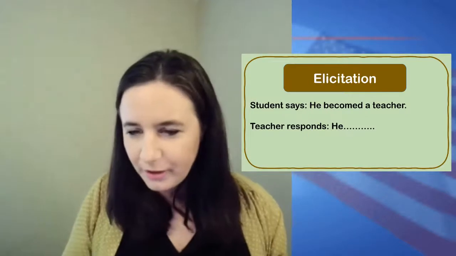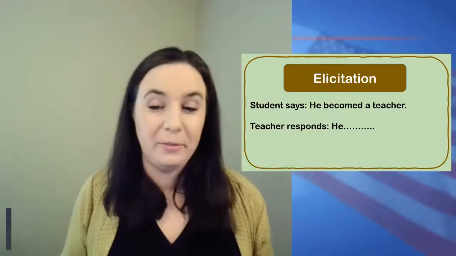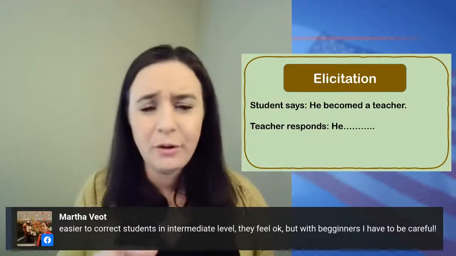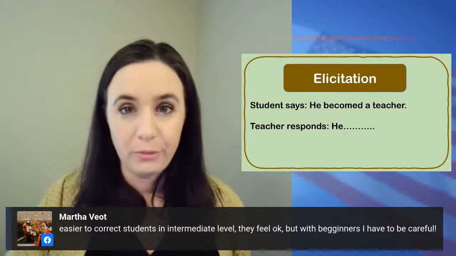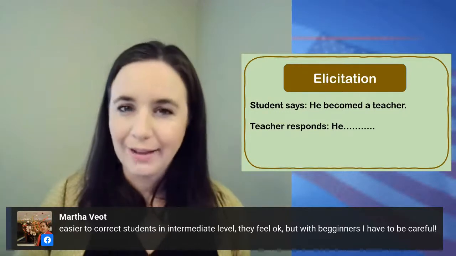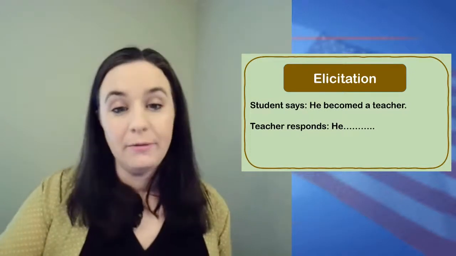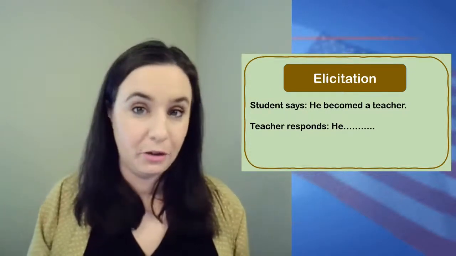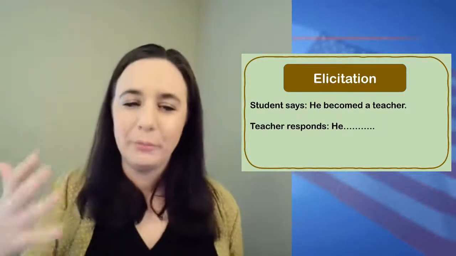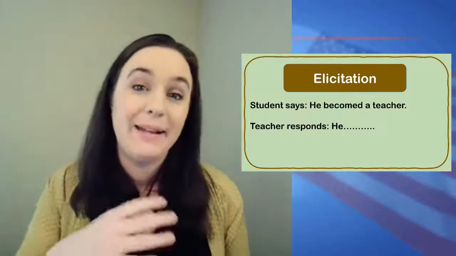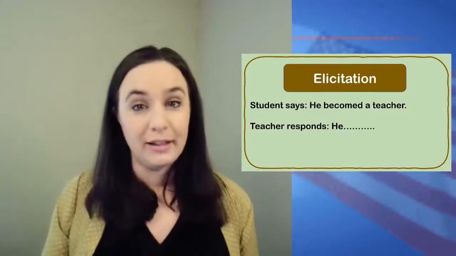Oh, Martha has a great point here about it's easier to correct students in the intermediate level. They feel okay, but with beginners, I have to be careful. So elicitation would only work if the student actually has learned, can access the memory and the information about the correct form. If a student doesn't know that "become" is incorrect, I can say "he become," I can bring their attention to that all day. But if they haven't acquired that grammar point, it's too early to make that correction.